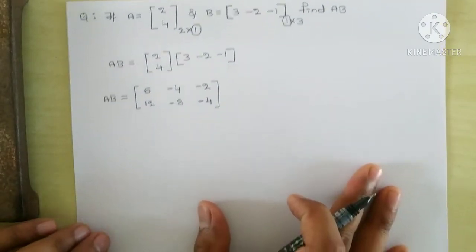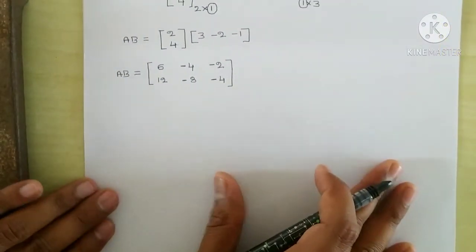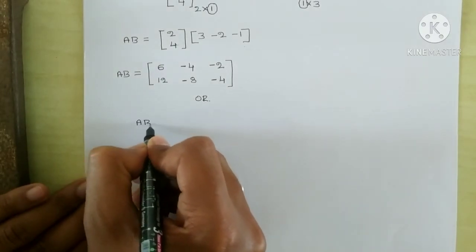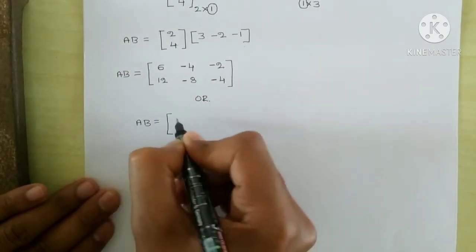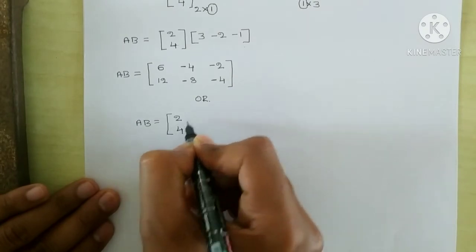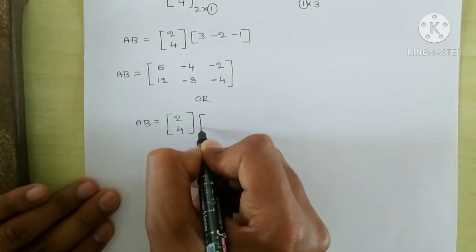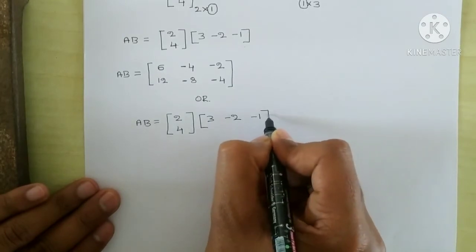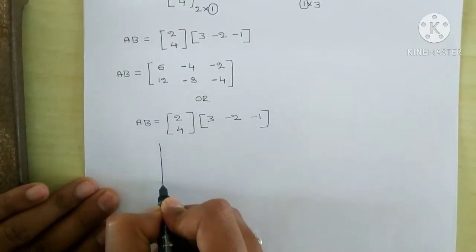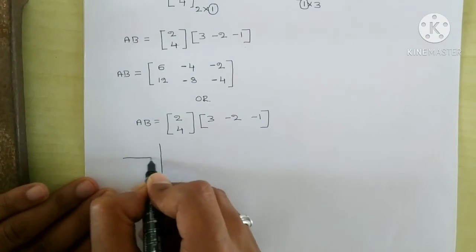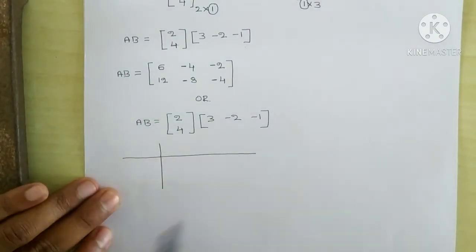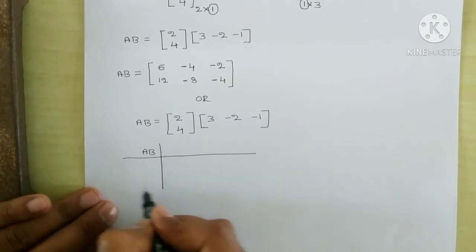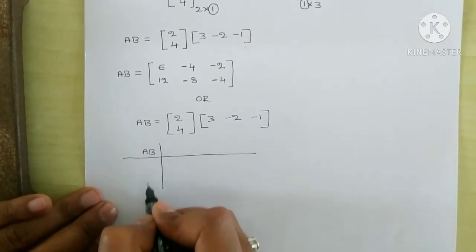Now, by using the box method, first A and B. A is 2, 4 and B is 3, minus 2, minus 1. So trace two lines and note down AB here. In this part, for the first matrix, only rows you have to write down.